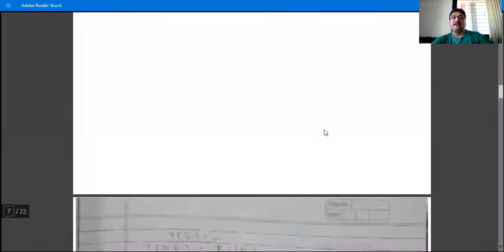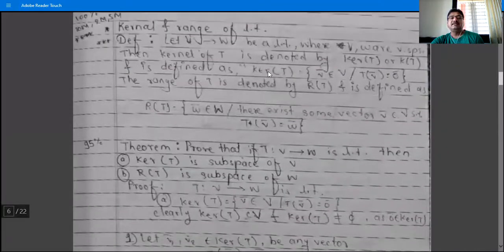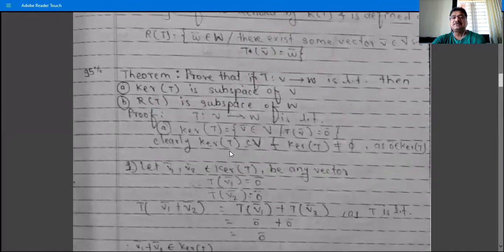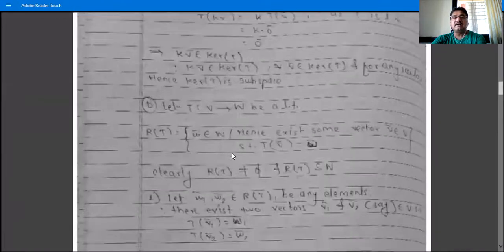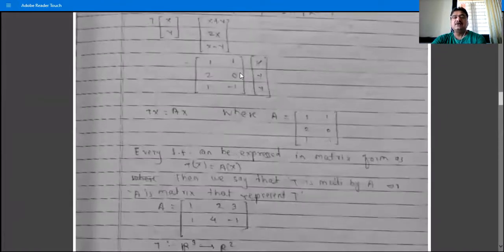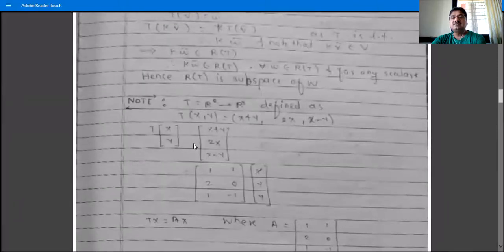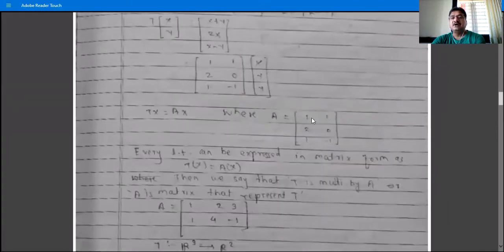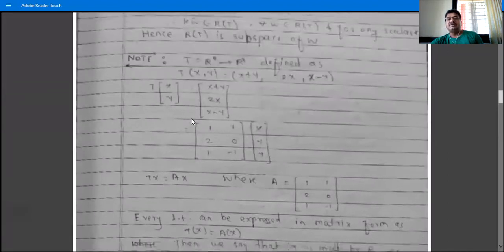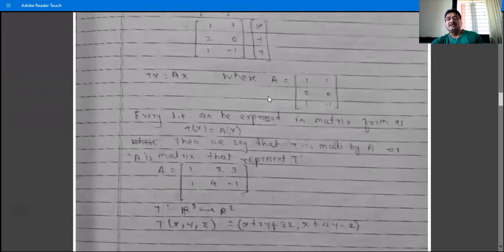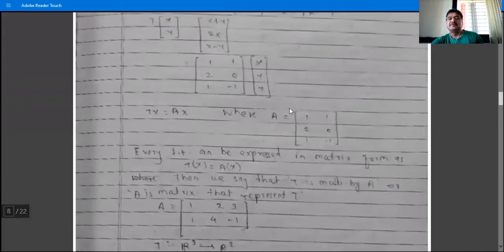Now the next topic is kernel of T and range of T. We will see the definitions of kernel of T and range of T in the next lecture. Then we have to find the kernel and range of some linear transformations. In order to do that, we have to write the linear transformation in matrix form and find the matrix A. Then the kernel of T is the null space of the matrix A, and the range of T is the column space of the matrix A.